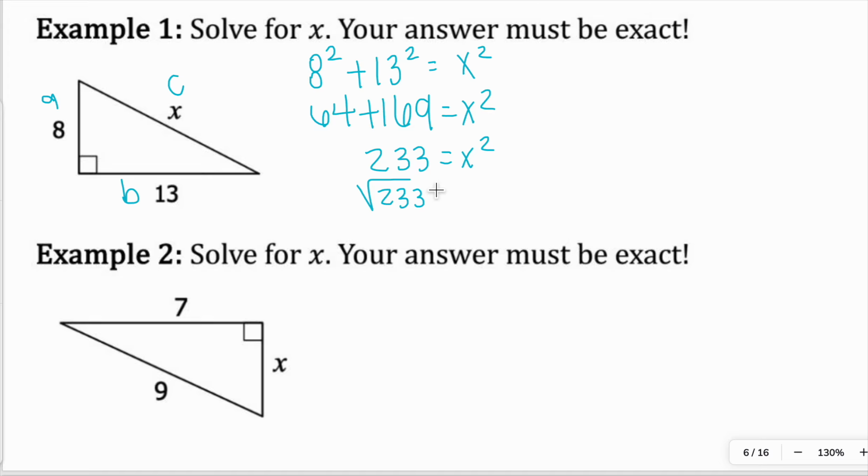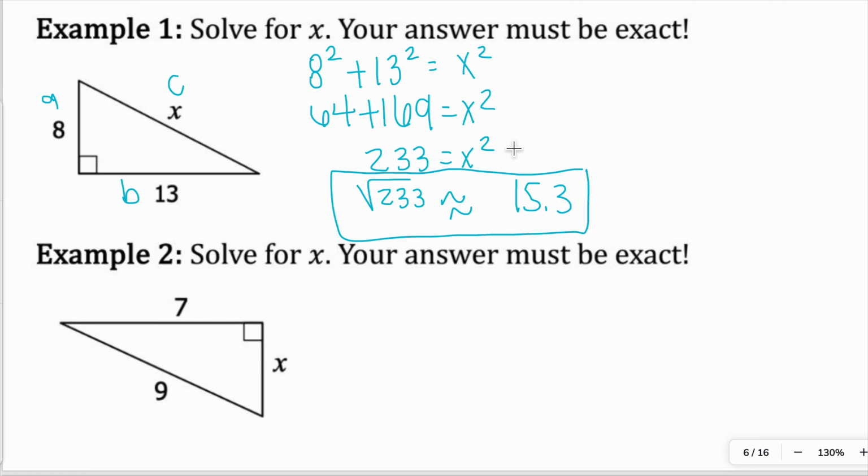And this is where we want to think about all the perfect squares that could possibly go into 233. Since it ends in an odd number, I just started by dividing by 49. That doesn't work. 233 divided by 81. That's not working. So what I'm thinking is 233 is in simplest form. So you can keep it like this, or round it to the nearest decimal, which I'm getting about 15.3.